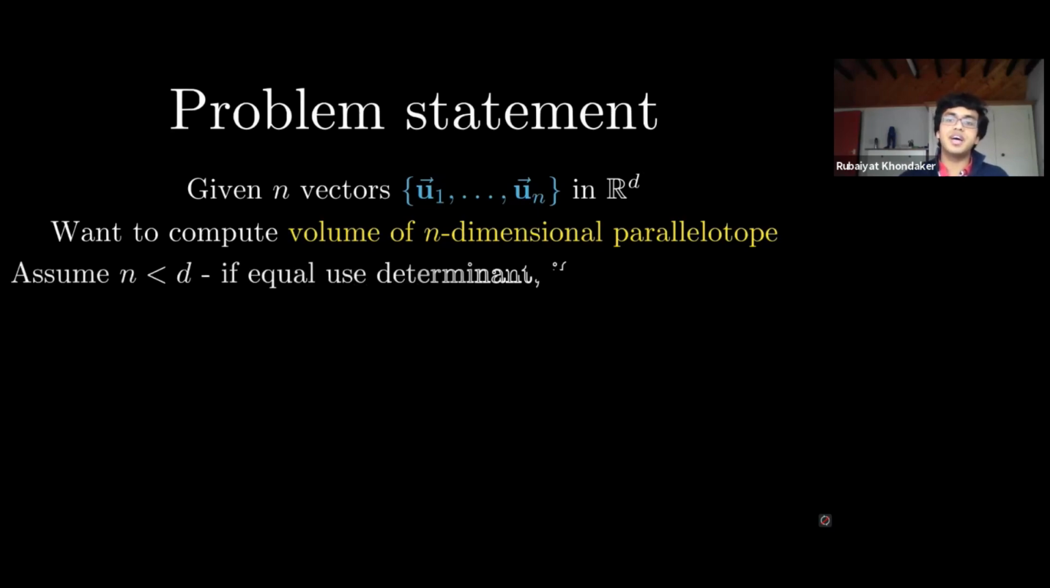And also, we're just going to assume that n is less than d, because if it's equal, we know you can use the determinant, where you make a matrix whose columns are the vectors and take the determinant. If it's greater, there's just 0. Like how if you have 3 2-dimensional vectors, then their 3D volume is 0, because they're all in the plane.